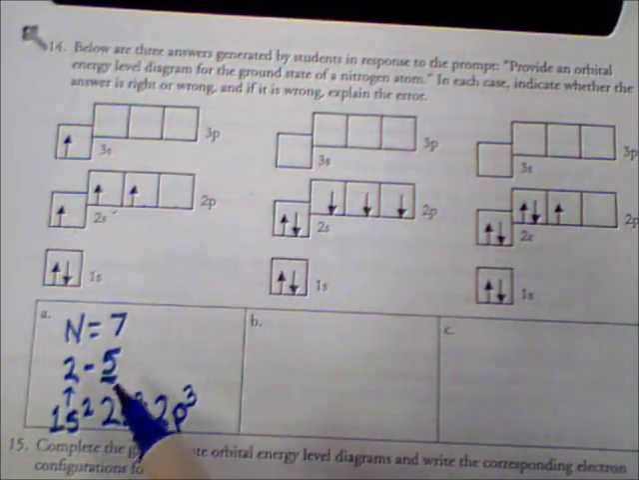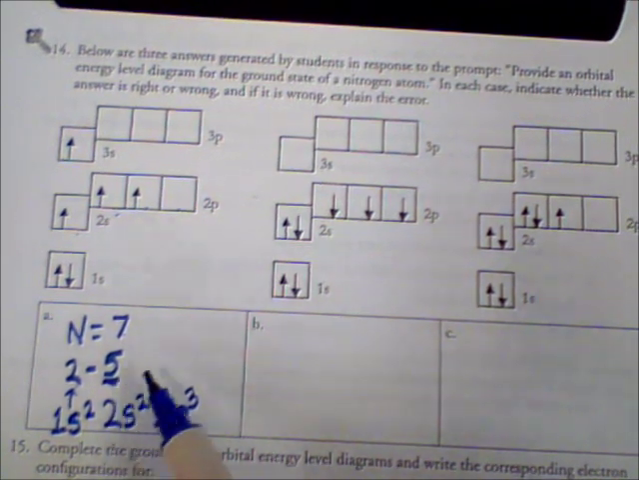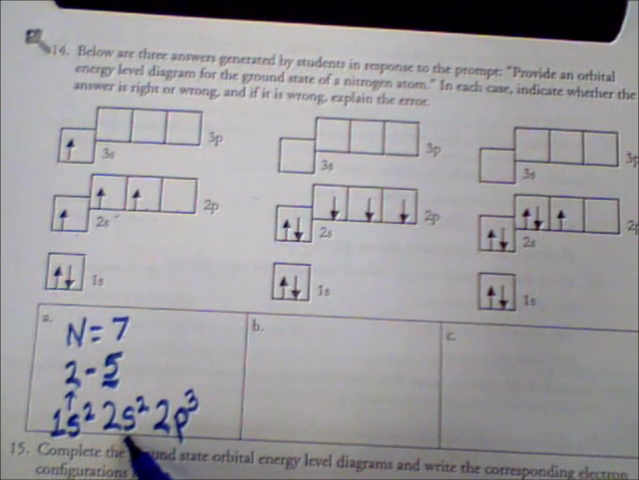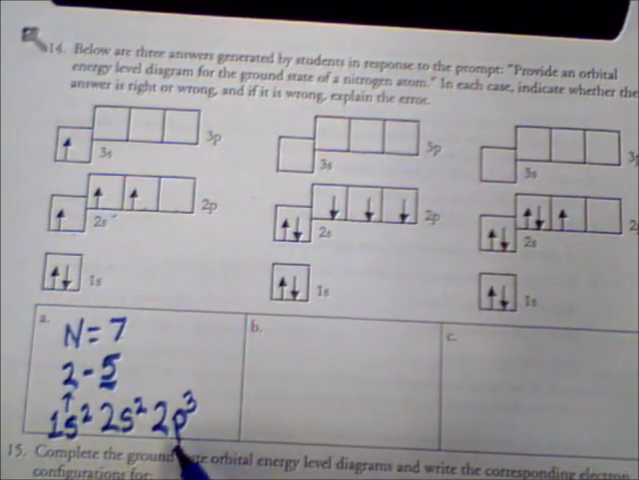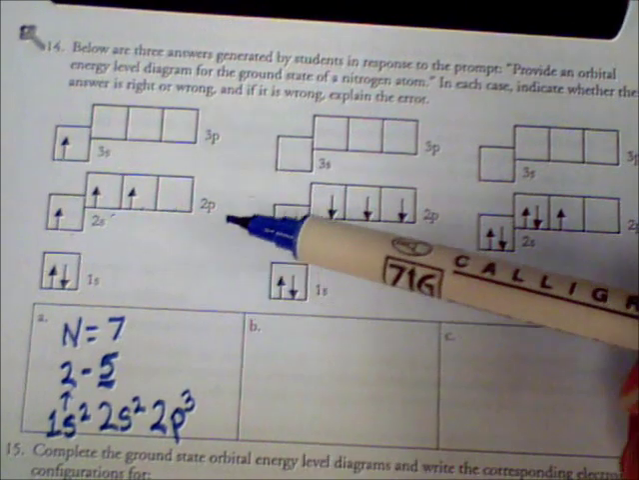We're looking for 7 total electrons. 2 of them have to be in the first energy level. 5 of them have to be in the next energy level. And they must fill up in order of the lowest energy first, which means the s, and then the higher energy, which is the p. The s can only hold 2 electrons. That makes sense.